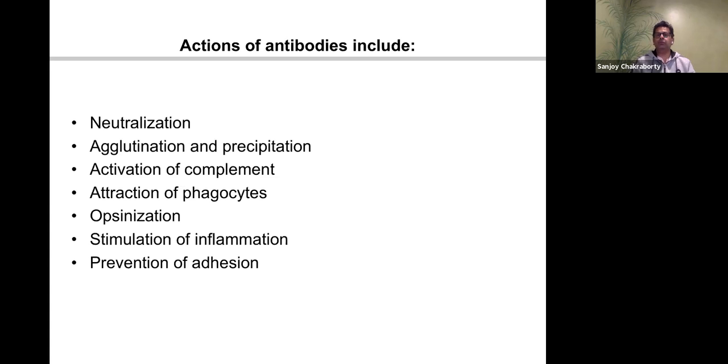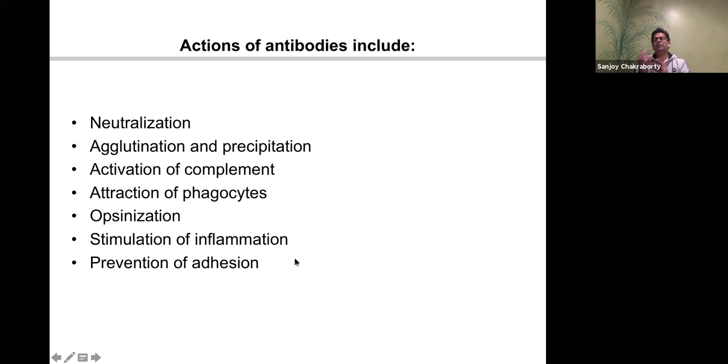Attraction of phagocytes. So antibody binding can also attract the phagocyte. Remember, when we attack the enemy, we don't attack 1:1. We attack like our Army, Navy, Air Force, everybody goes together. This is called opsonization, O-P-S-O, opsonization. Opsonization is like facilitating the attack. That's what the word means. And stimulation of inflammation. Inflammation means the body's response to injury. So that's the stimulus.